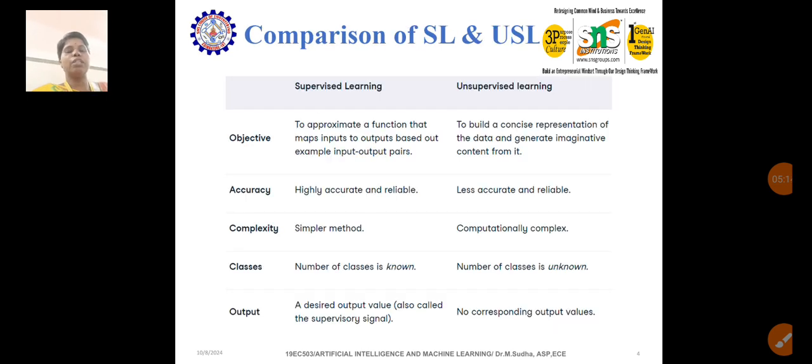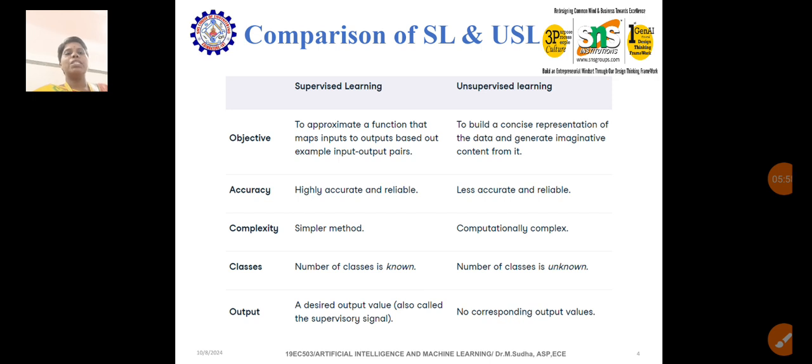Coming to the comparison of supervised learning and unsupervised learning: in Unit 2 we saw supervised learning in detail, and now we are seeing unsupervised learning, so we should compare the difference between the two. In supervised learning, the main objective is to approximate a function that maps input to output based on example input-output pairs. In unsupervised learning, it is to build a concise representation of the data and generate imaginative content from it. In terms of accuracy, supervised learning is highly accurate and reliable, and unsupervised learning is less accurate and reliable.